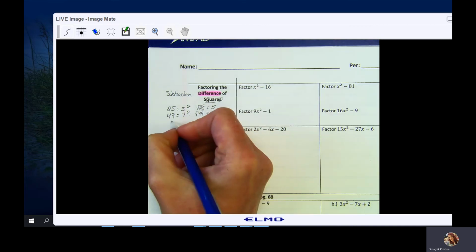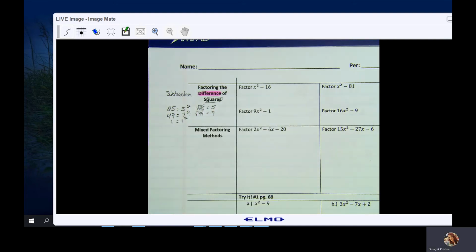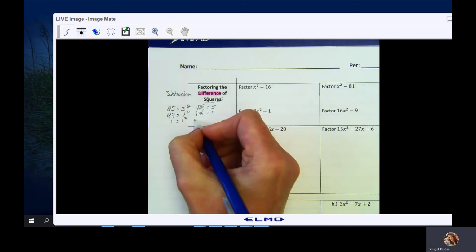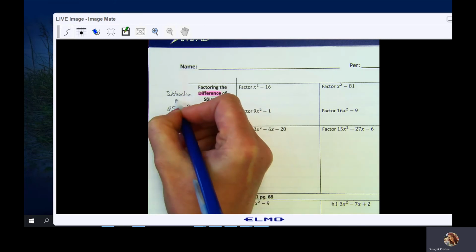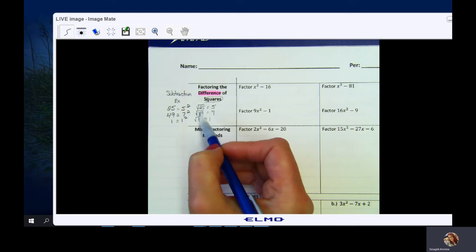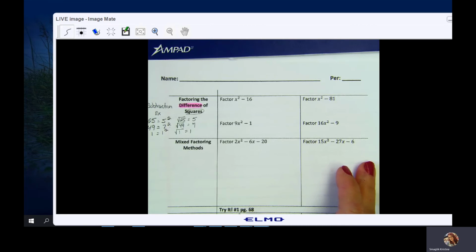You can also do, let's do 1. 1 is a perfect square. 1 squared is 1. Square root of 1 is 1. So those are just a few examples of what it means to be a perfect square. Now let's take a look at some examples.